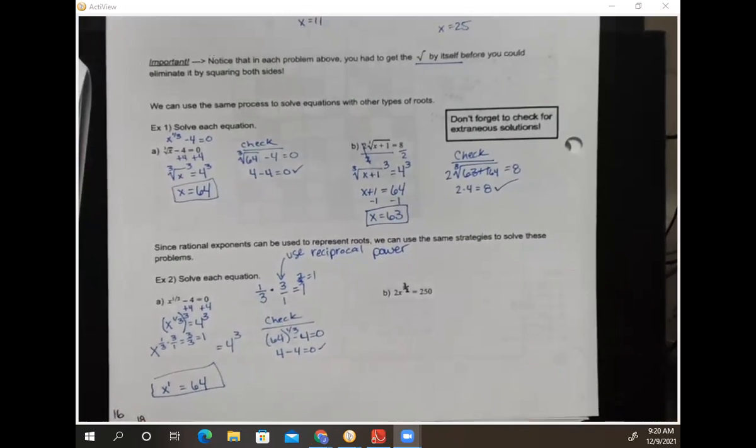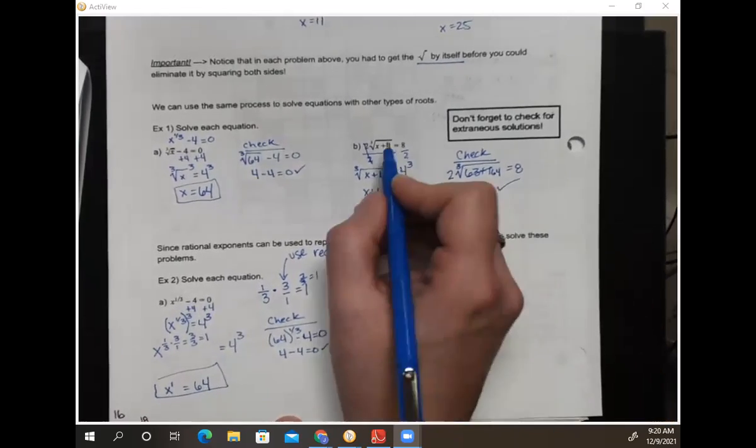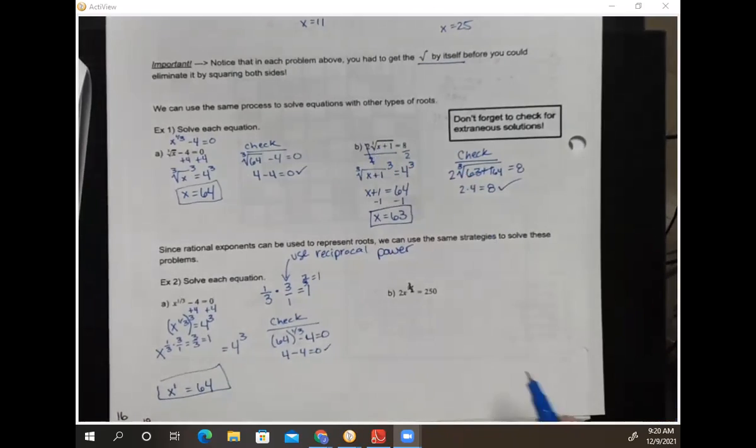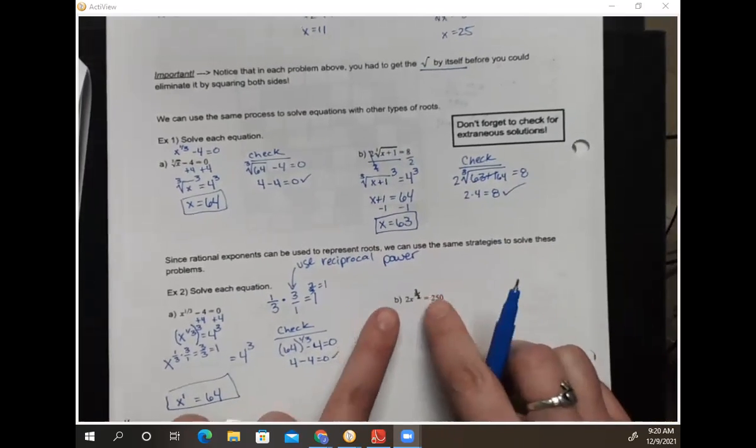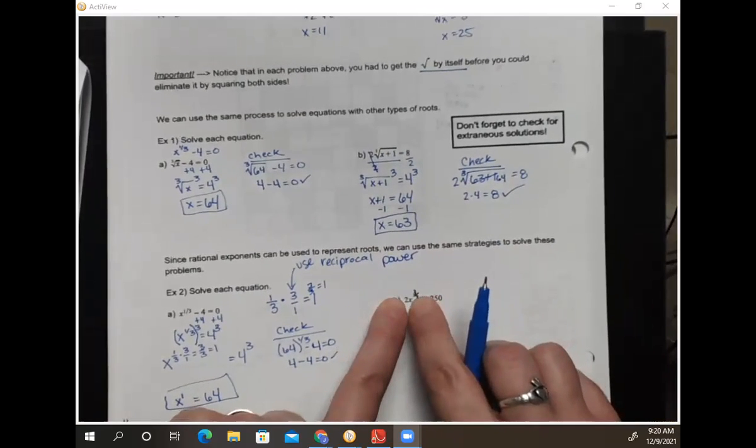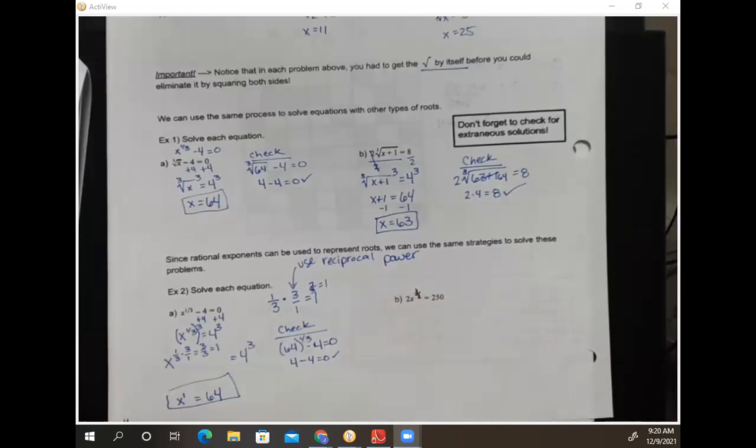Now let's take a look at another example. Notice this is not the same as the B that we did above. So this is its own thing, okay? This is a new problem. The first thing I want to do is get the thing with the exponent by itself. So if the 2 and the x were in parentheses with that exponent outside, I would already have the thing with the exponent by itself.